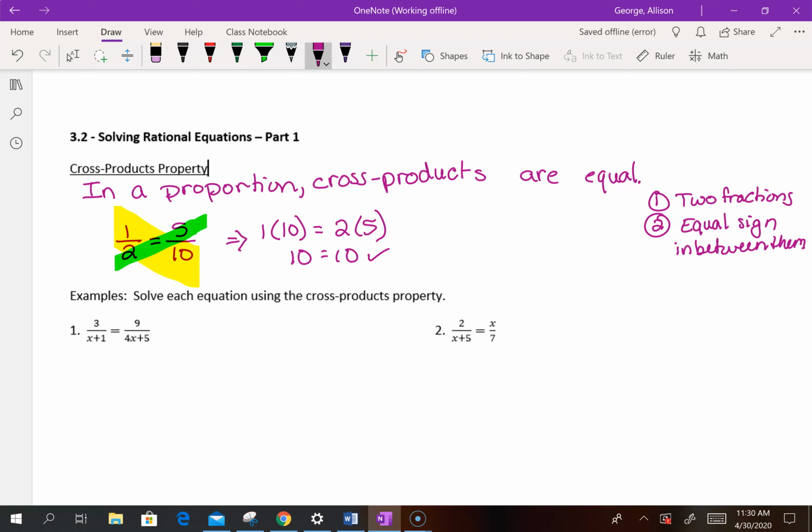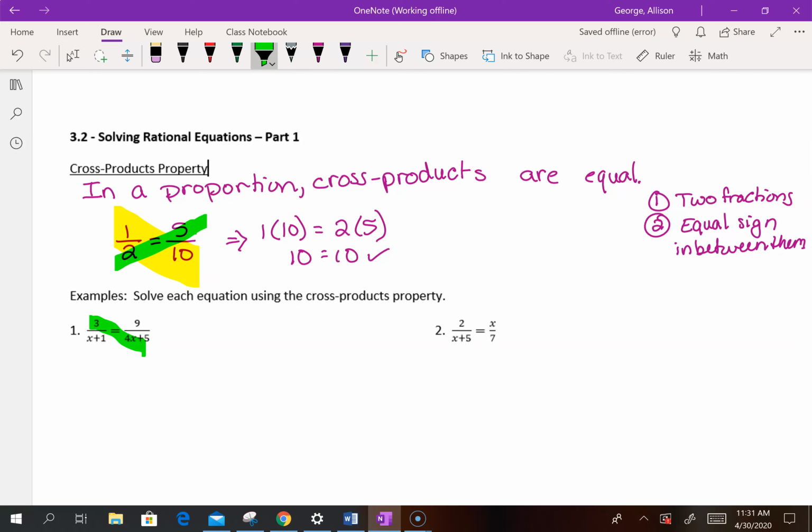And we will be looking at canceling and solving. Some of these will be quadratic equations that we end up solving. Some of them will be linear equations that we end up solving. All right, so for number 1, we have exactly what we talked about. We have two fractions, equal sign in between. So we can go through and multiply.